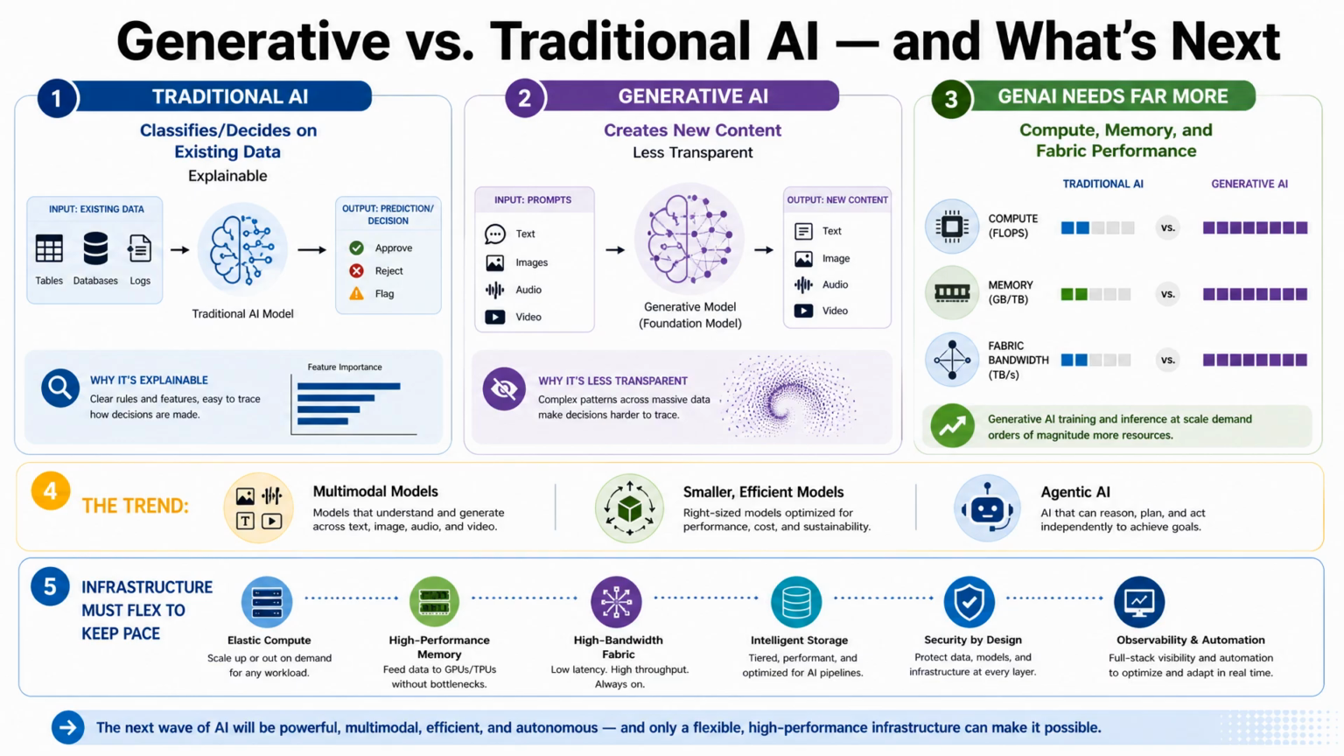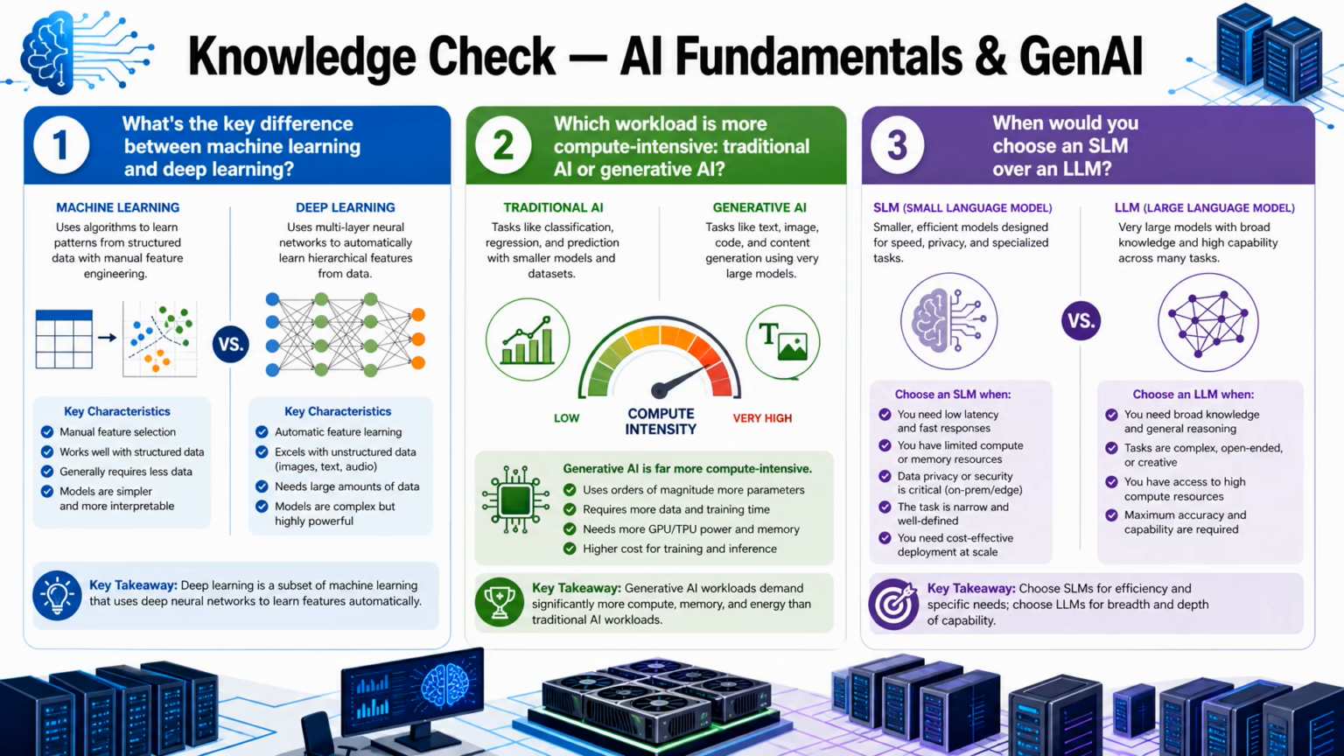All right, let's pause and make sure these fundamentals stuck. Quick gut check before we move on. Three questions right there on the screen. Question 1. What's the key difference between machine learning and deep learning? Take a beat. The answer's in the cards. Deep learning uses multi-layered neural networks that learn features automatically, while classic machine learning usually needs a human to do the feature engineering.